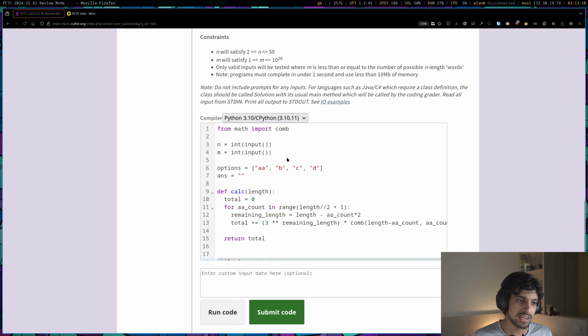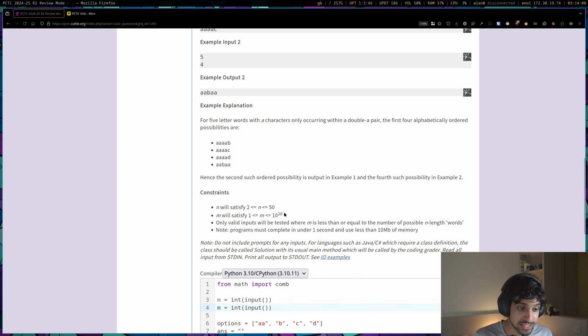So you get used to this idea of using maths to solve the problem, because if you decide to just generate this whole list, that's not going to work because it's way too big. If you look at this, n will satisfy up to 50, and that's useless for us. The actual important value is m, which will satisfy up to 10 to 26. If m is 10 to 26, that's a massive number. So you're telling me that we want 10 to 26 strings in our list, and we're going to generate the entire list, and then select the 10 to 26 string. That's just dumb. And it's dumb because it just won't work, right?